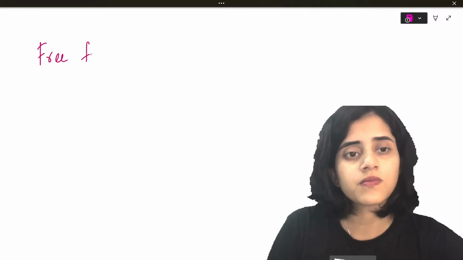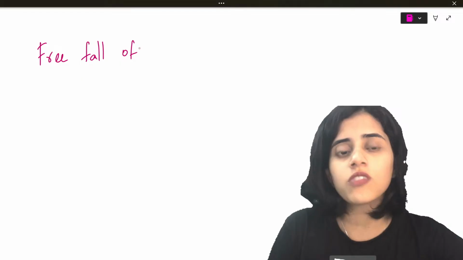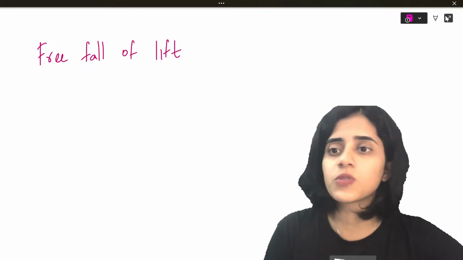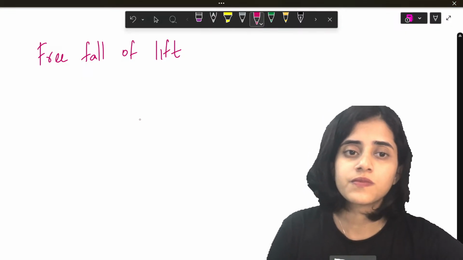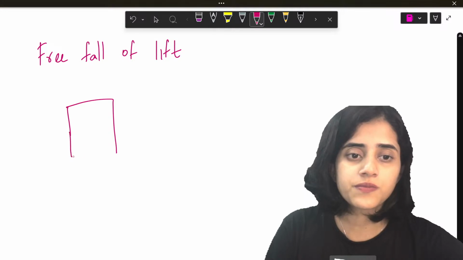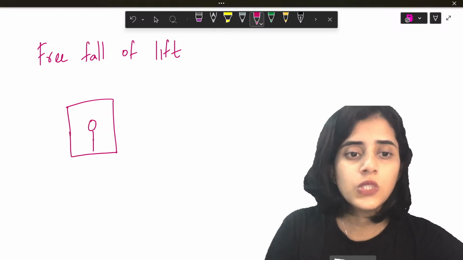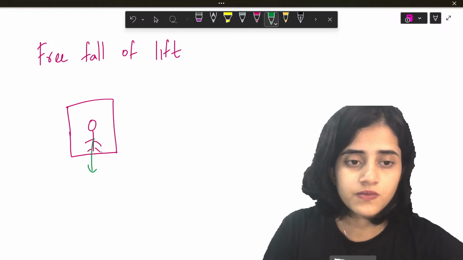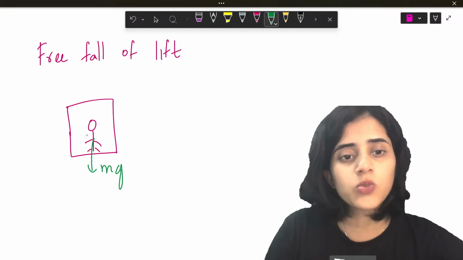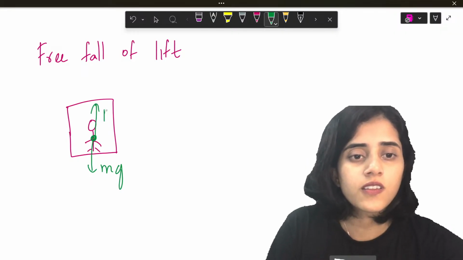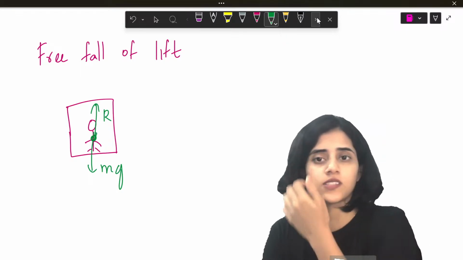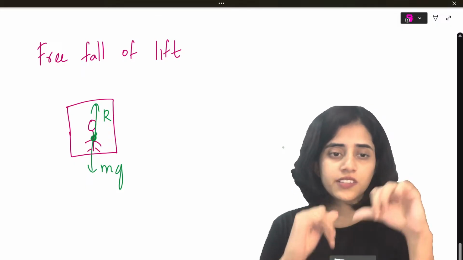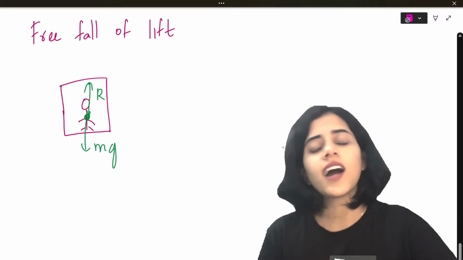Free fall of the lift. So for free fall of the lift, what happens? You have a lift, and you are standing inside the lift. Like always, there is mg acting downwards and normal reaction acting upwards.